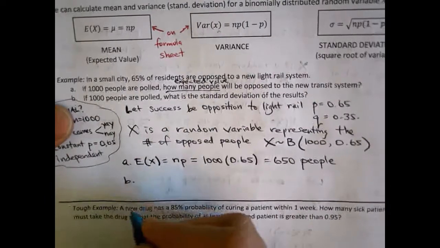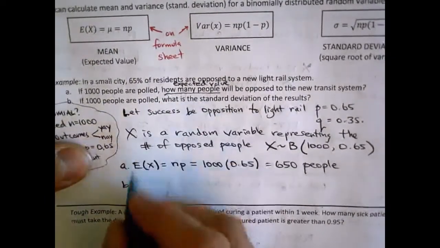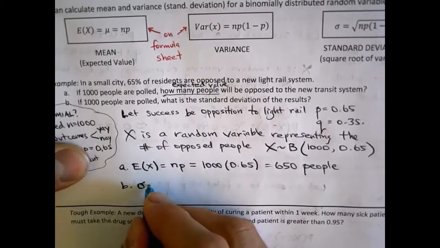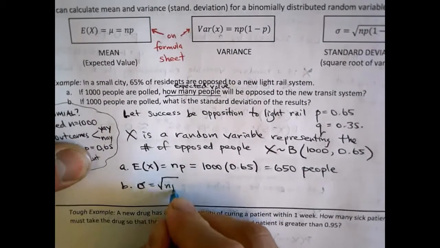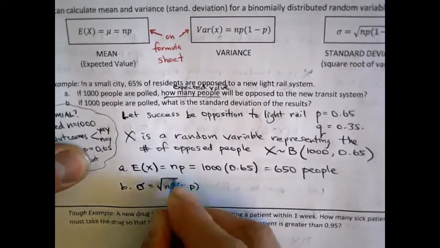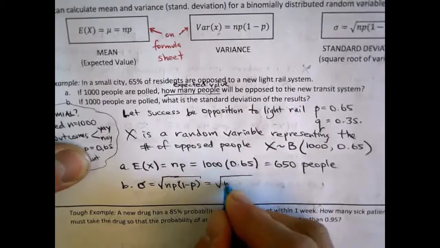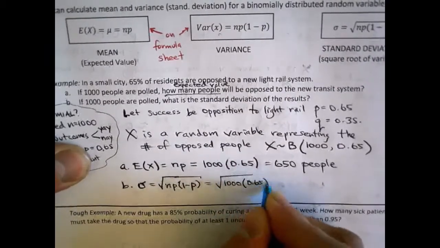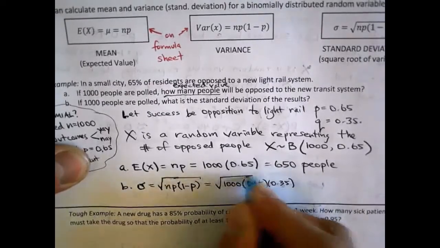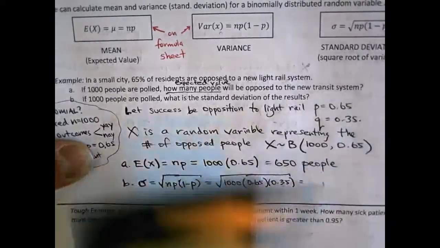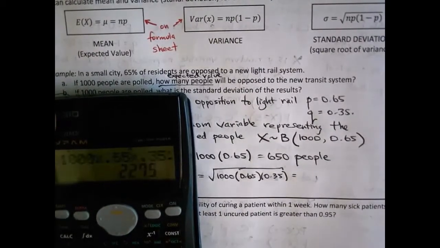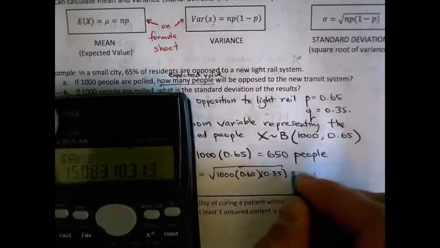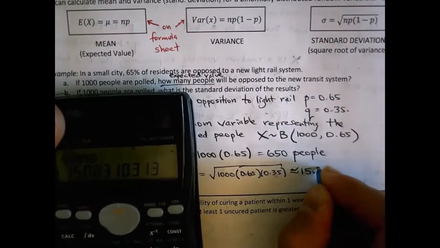What about part B, which is asking you for the standard deviation of those results? Well, again, it's an easy formula. Standard deviation is the square root of variance. So it's the square root of this formula, which is np(1 minus p). So that's the square root of 1,000 times 0.65 times 0.35. Type that into my calculator. So 1,000 times 0.65 times 0.35, root of my answer, and I get approximately 15.1 people.